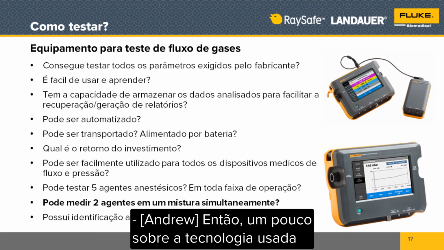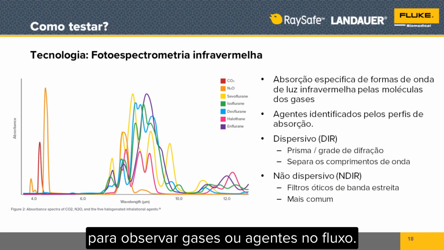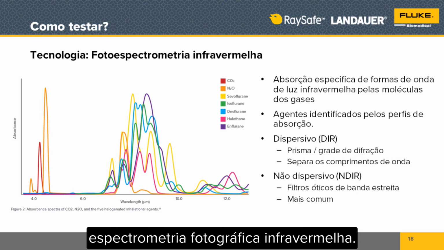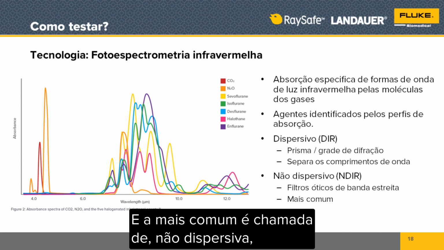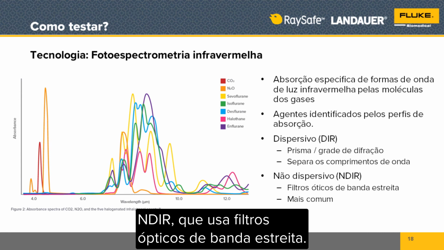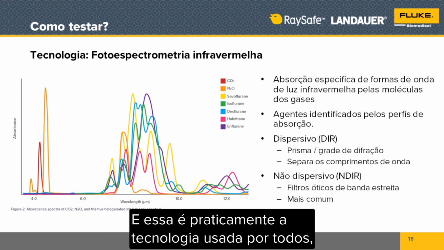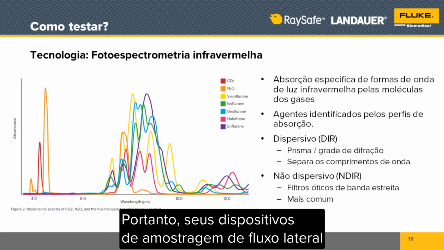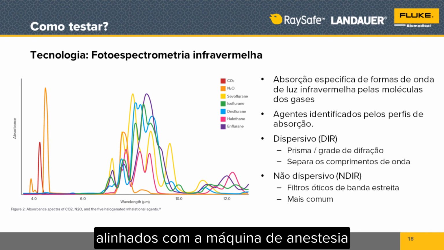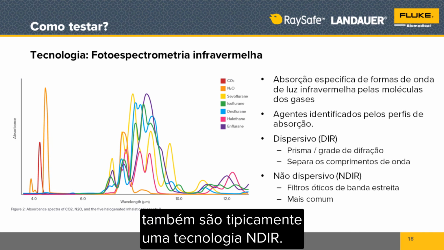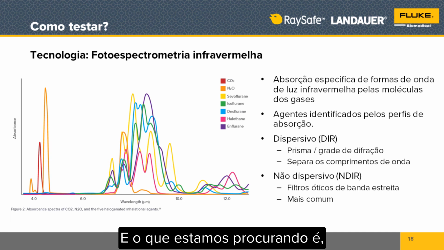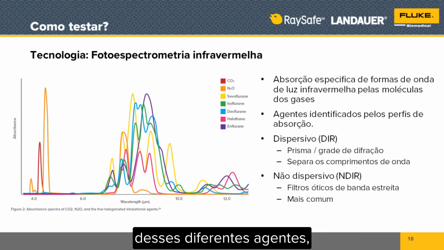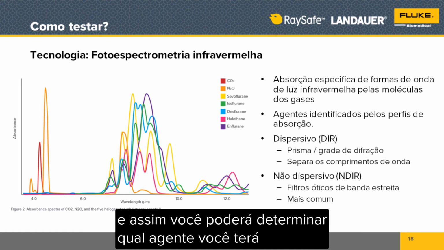So a little bit about the technology used to look at gases or agents in the flow. The main technology is infrared photospectrometry. And the most common one is what's called non-dispersive infrared, NDIR, which uses narrowband optical filters. And that's pretty much the technology used throughout, not just test equipment, but also the medical devices. So your side stream sampling devices that are in line with the anesthesia machine are typically NDIR technology as well. And what we're looking for is, when exposed to infrared light, what's the absorption of that infrared light in these different agents, and that's how you can determine what agent you have in the mix.